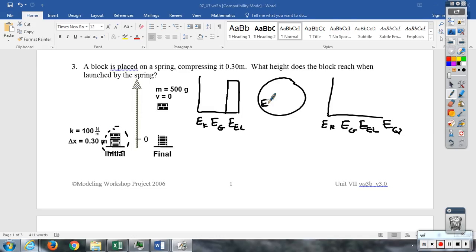When the block starts to go up, that is due to the fact that the spring is transferring energy into the block and making it move, so there's kinetic, but it's also making it rise up. So eventually all of that elastic potential energy will be gravitational potential energy. And that's the case that we have here. The final velocity is 0, so that means the final energy is just all Eg.